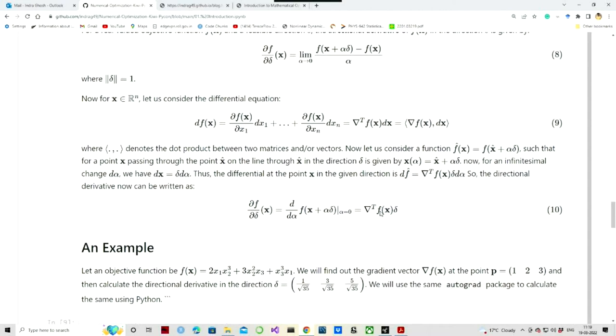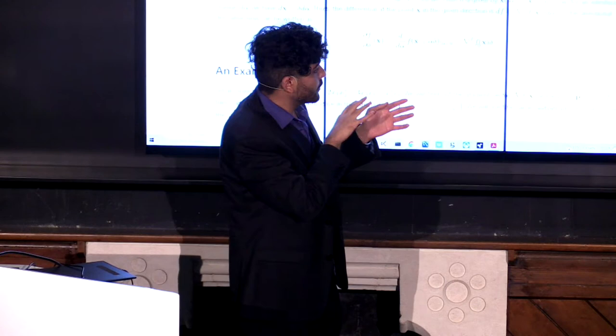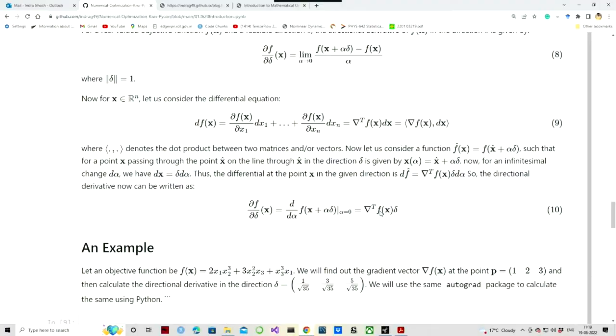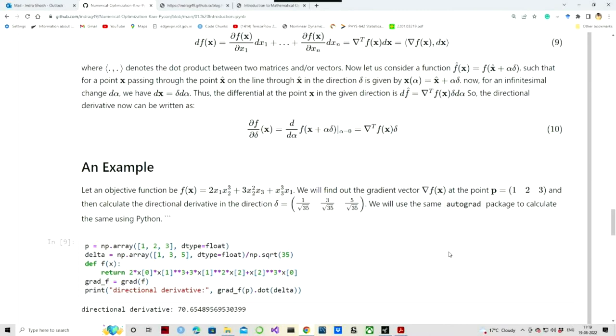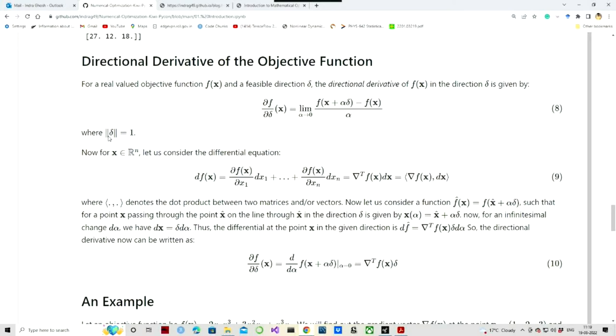Nabla f of x is a vector. If you remember, it's a column vector. By transposing, I make it a row vector, and delta is a column vector. So if you do a dot product, it will give a scalar value. That's the whole thing. So it gives the directional derivative. And one thing is, this delta is a unit vector. Unit vector in the sense that the norm of delta is 1.